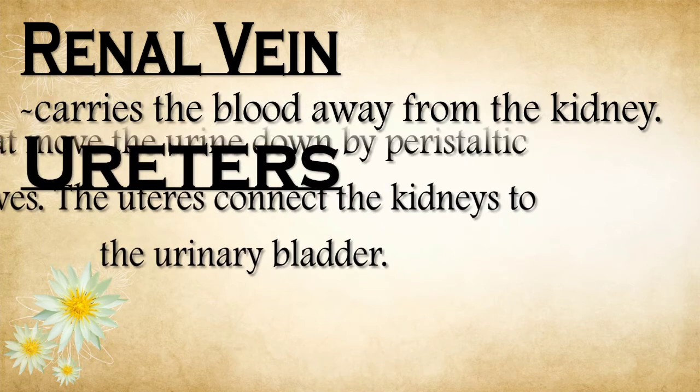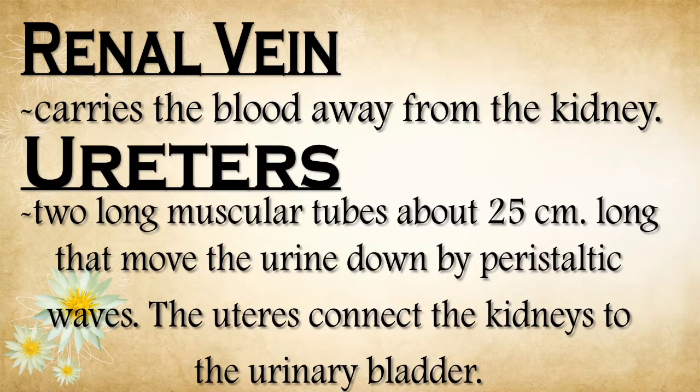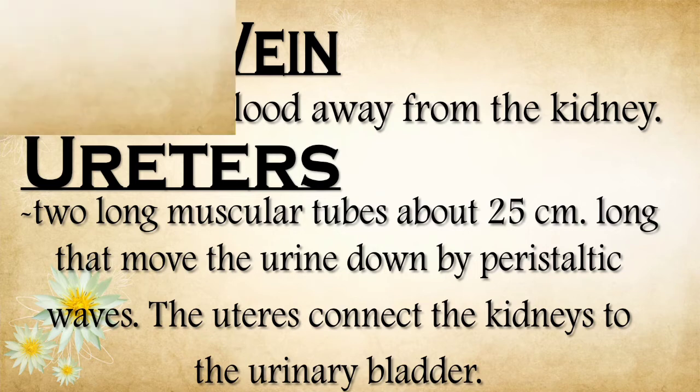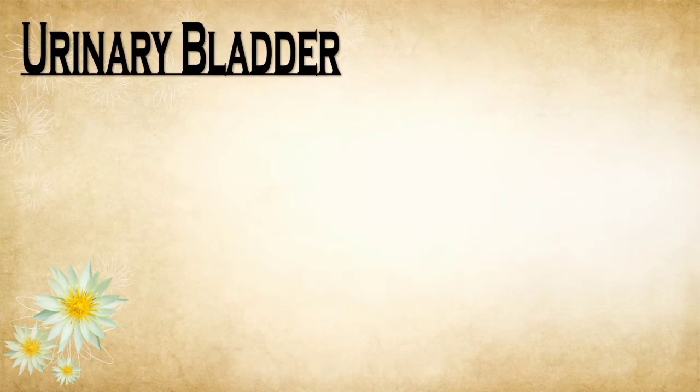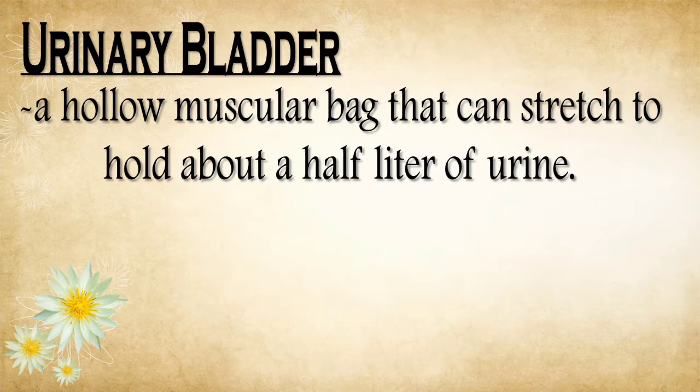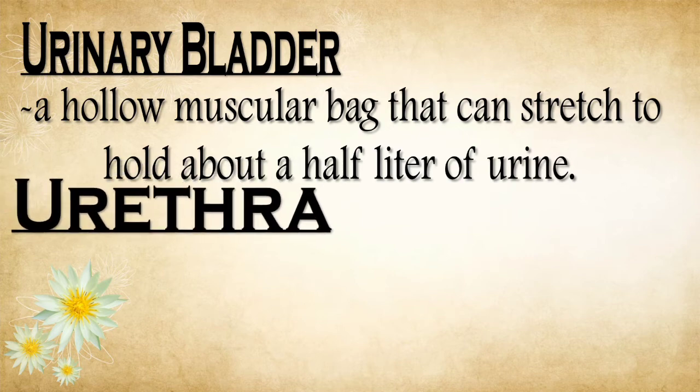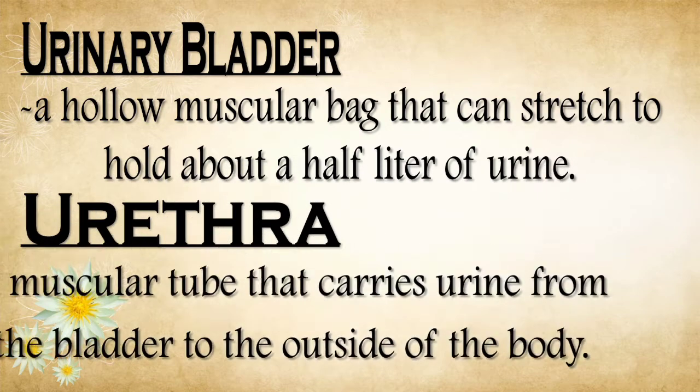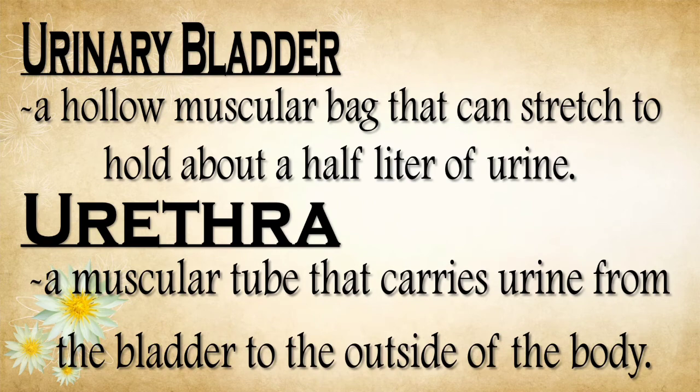And ureters, 2 long muscular tubes about 25 cm long that move the urine down by peristaltic waves. The ureters connect the kidney to the urinary bladder. And next, the urinary bladder, a hollow muscular bag that can stretch to hold about a half liter of urine. And lastly, the urethra, a muscular tube that carries urine from the bladder to the outside of the body.